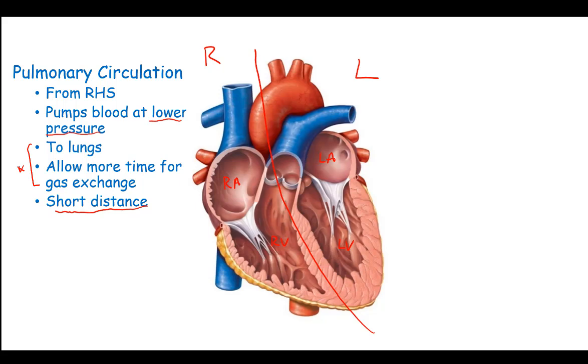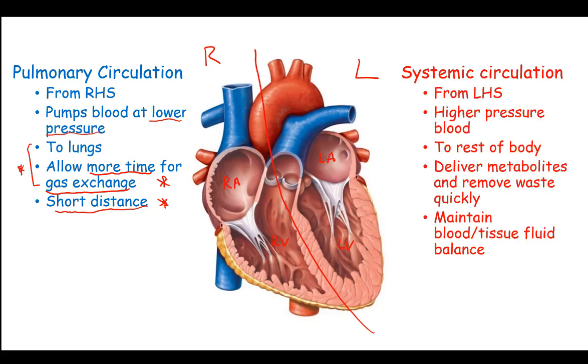But as well as that, and this is a new bit of information at AS, because it's going at a lower pressure to the lungs, it allows more time for gas exchange to take place. If you imagine, the whole point of pumping blood to the lungs is so that the blood can pick up as much oxygen as possible. So by pumping blood at a lower pressure into the lungs, the blood spends slightly longer in the lungs and has more time to pick up as much oxygen as possible, and also enough time to get rid of the carbon dioxide which is in the blood. So by pumping the blood at a low pressure into the lungs, it allows more time for gas exchange, and because it's only pumping a short distance, a higher pressure isn't necessary.